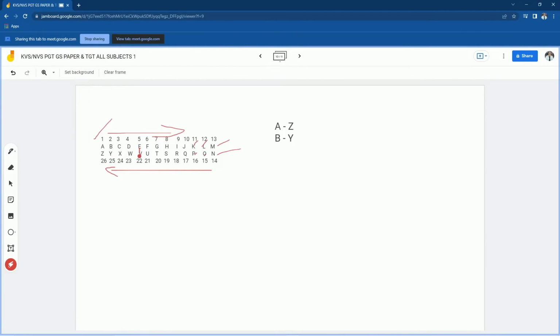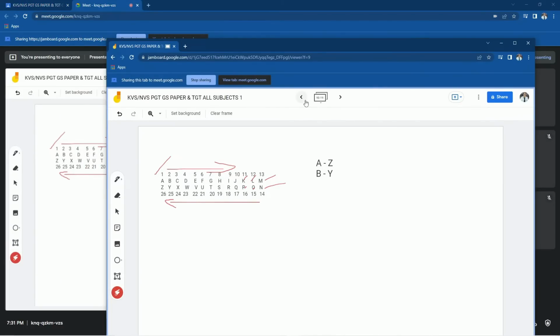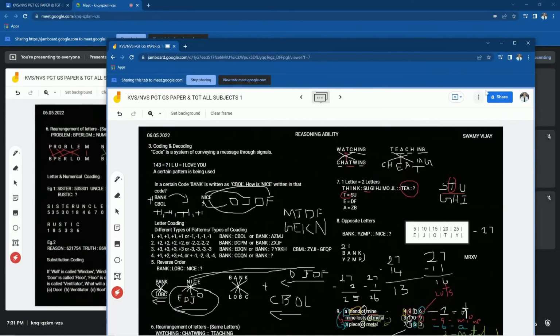Is it correct? Have you understood? Yes, sir. So you can use this method, or you can use that EJOT method. Whichever method you feel comfortable with, you can use. There is no compulsion that you have to go with one single method.